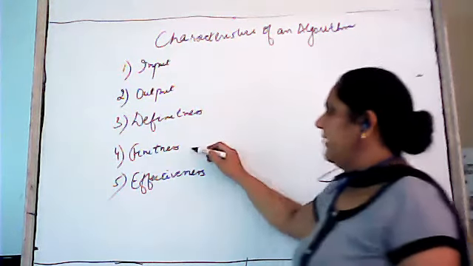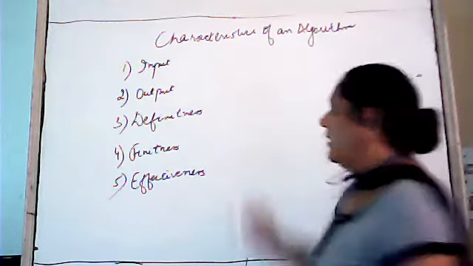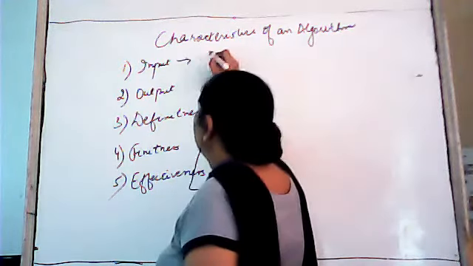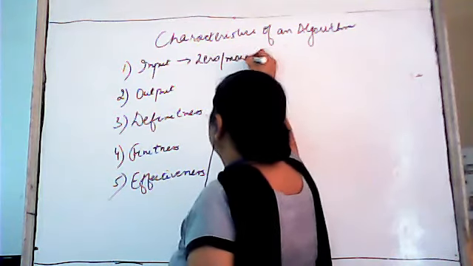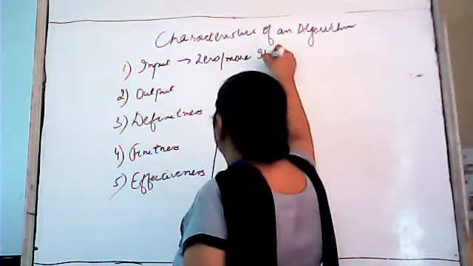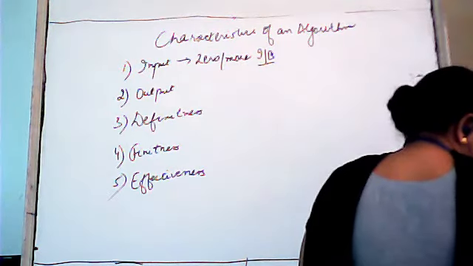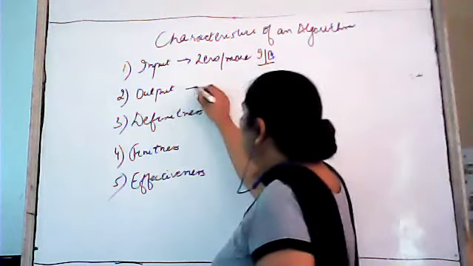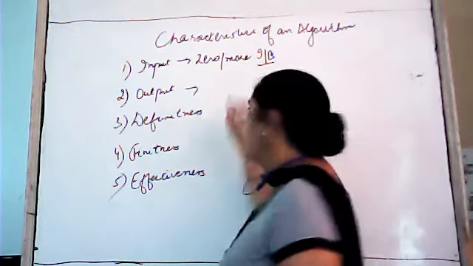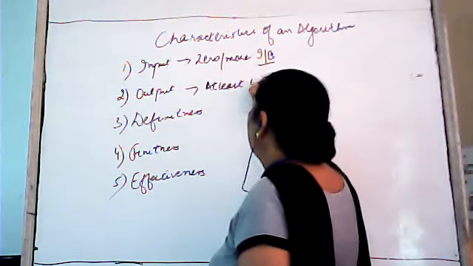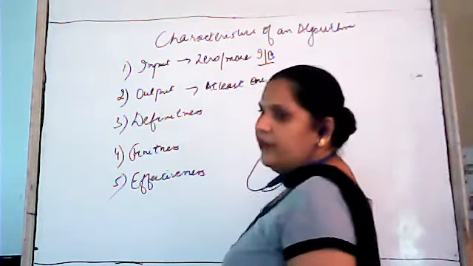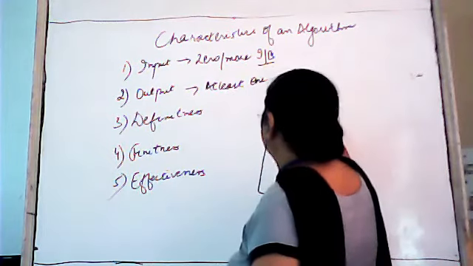Now input is, algorithm must take 0 or more inputs. Should take 0 or more inputs. Output means the algorithm must give at least one output. Every algorithm should give at least one output.